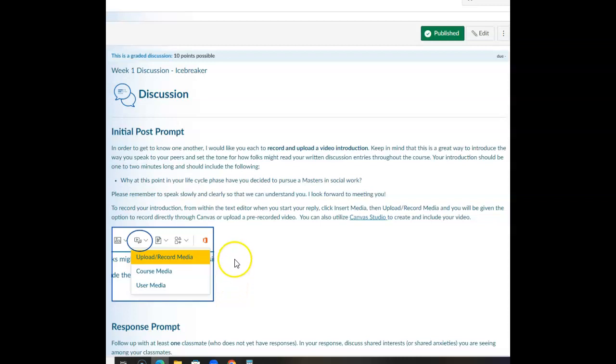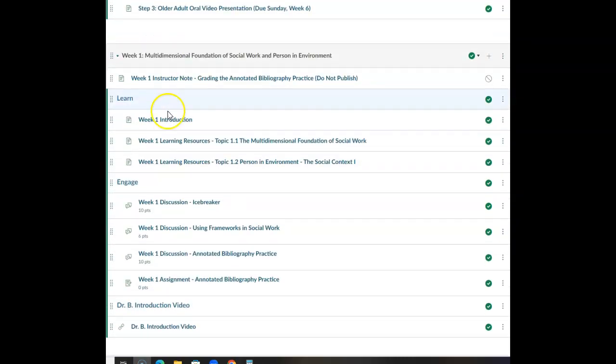So make sure that you look at the assignment guidelines, because not following the guidelines will result in a penalty of points. Okay, so there's, like I said, I'm not going to go through each of them, but if you click on here, it's going to take you to the discussion post for one of the discussion posts using frameworks in social work, week 1 discussion, annotated bibliography practice, and then a week 1 assignment.